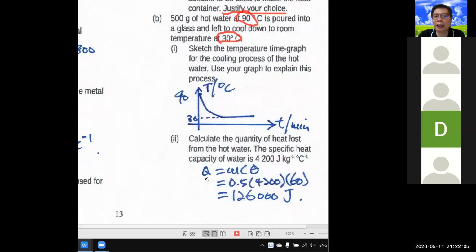And the last part, the calculation, I think is very simple. Calculate the quantity of heat loss from the water. Use mc theta. To find heat absorbed or heat loss, you use the same formula, mc theta. Mass of the water is 0.5, specific heat capacity of water is 4200, theta is 60. Why 60? Because it drops from 90 to 30, so the change in temperature is 60. You calculate and you get this amount of heat energy lost by the hot water to the surrounding. All right, so we have finished this set of paper already.